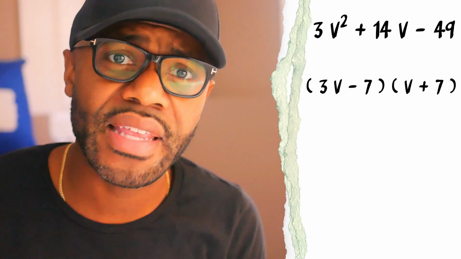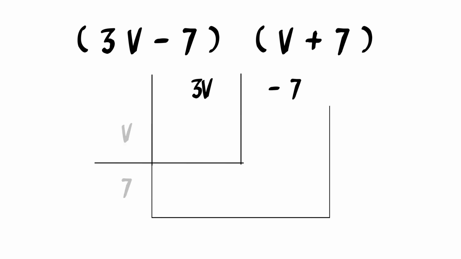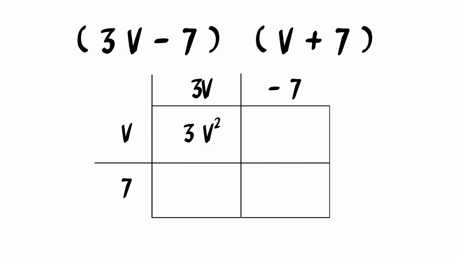Now let's go ahead and check that using the box method that we learned last week. Again, we aligned the 3v minus 7 up top and the v plus 7 on the side. Then we multiply the top by the side individually, and you'll see 3v squared in the upper left hand box, minus 7v in the right hand box, 21v in the lower left hand box, and -49 in the lower right hand box. So you'll see it performed like so.